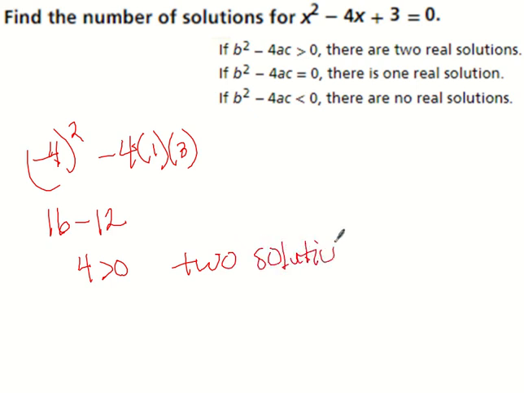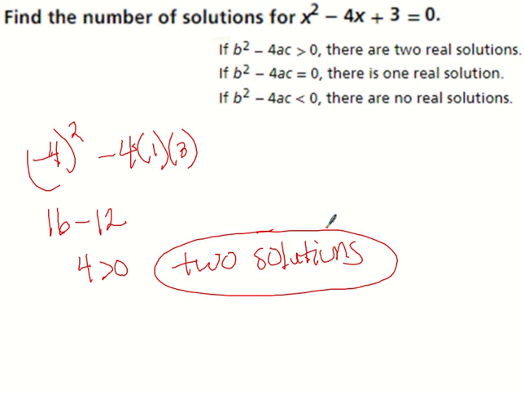Now notice that this question is not asking us to find those solutions. It's just saying how many there are, okay? So in this case, there would be 2 solutions. We could go find them. It just means that it crosses the x-axis in 2 places.